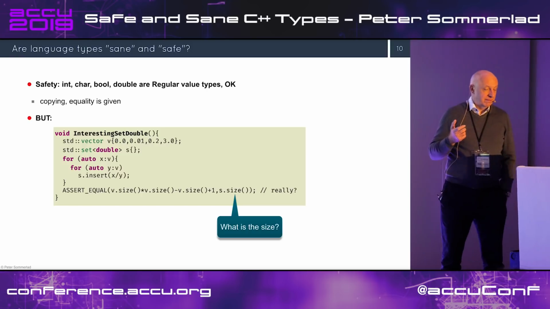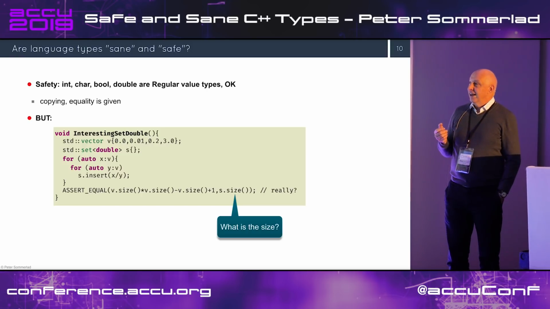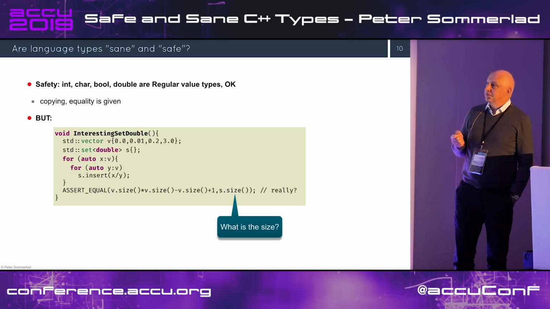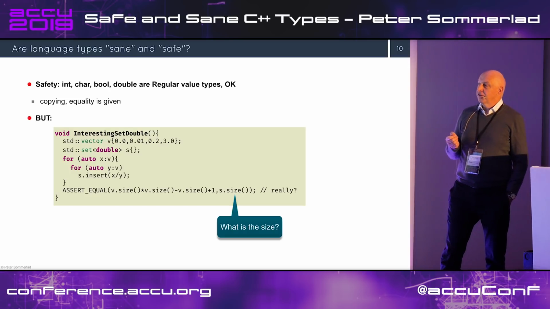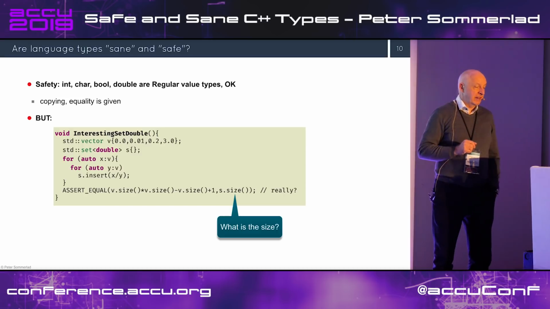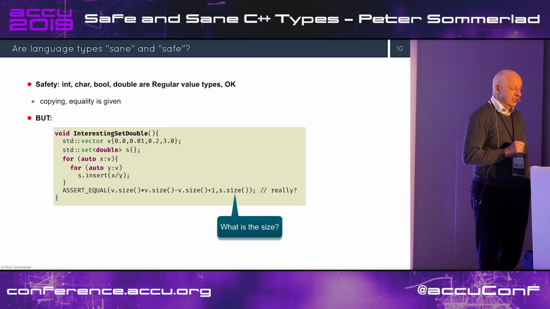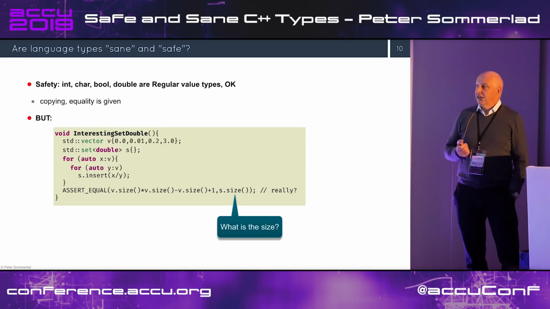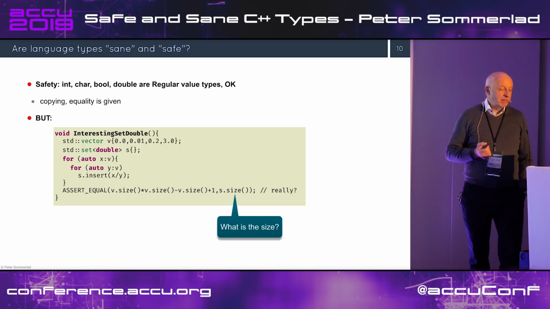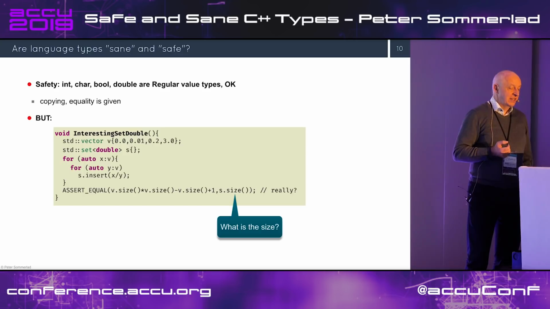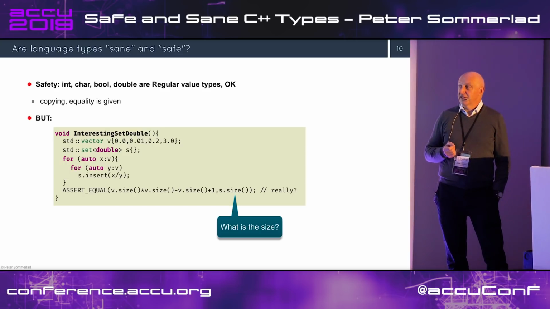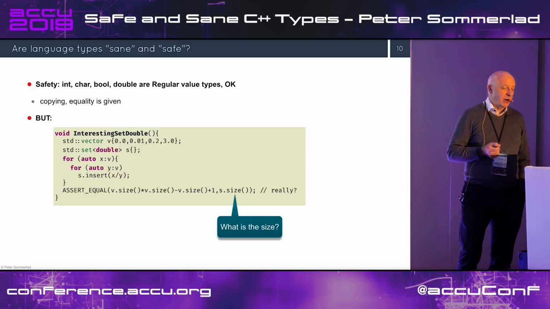Other example. Double. We have a vector of double. C++17, class template argument deduction, the vector of double. And then we have a set of double. And we insert every potential division of these numbers into the set. How big is the set?